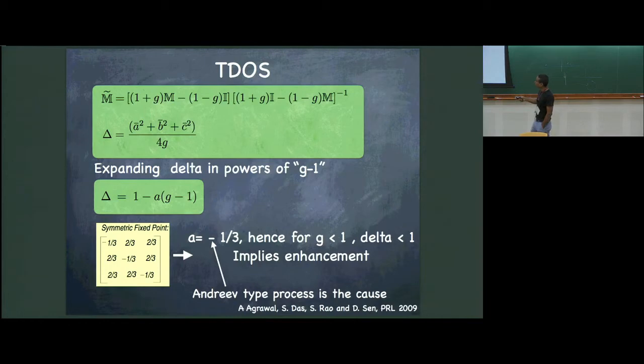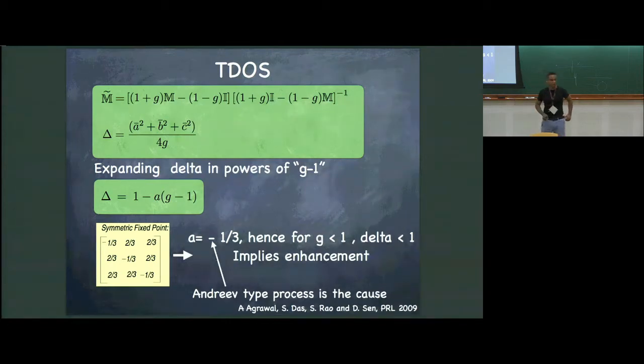We do a perturbative expansion, we write down the delta, and what you have is delta equals 1 minus A times G minus 1, where if I consider this fixed point as the description of the theory, where A's are these diagonal elements, then what you have for A is minus 1/3, so you can naturally see that this will be less than 1. So essentially it's telling you that for weakly interacting electrons, for a junction which is described by this fixed point, which is the most symmetric fixed point you can write for a 3-wire junction, you actually have enhancement of tunneling density of states, and you can ascribe it to this negative sign.